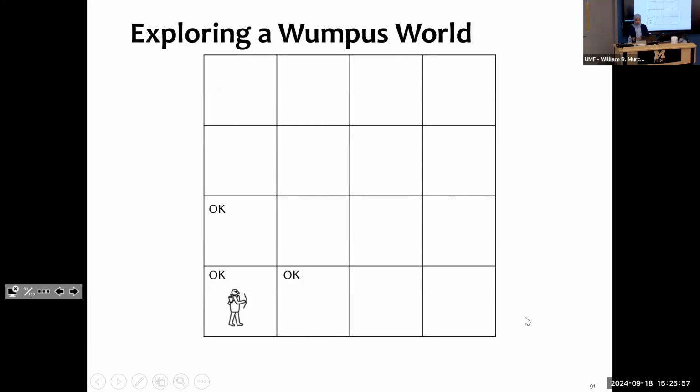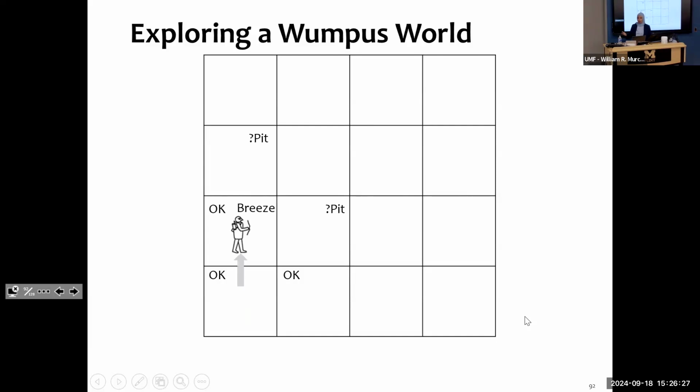Now, let's try to explore this Wumpus world. If he is now at the starting point, with the coordinates 1-1, and he's not dead, it means that this is okay for him. What moves can he take? For him, it's okay to go up or this way, right?